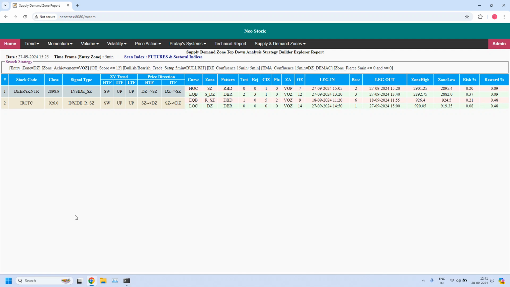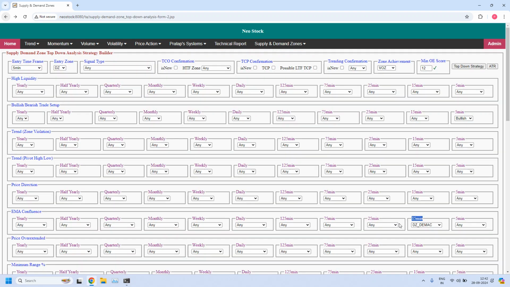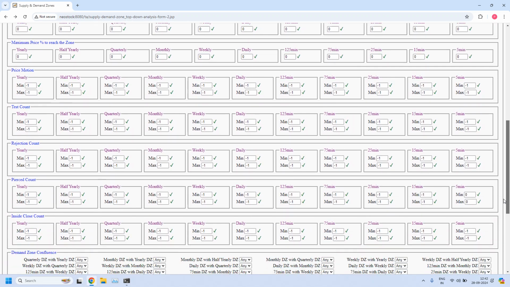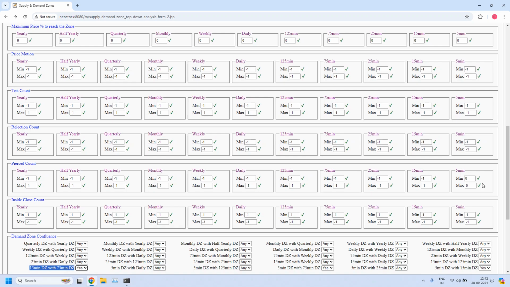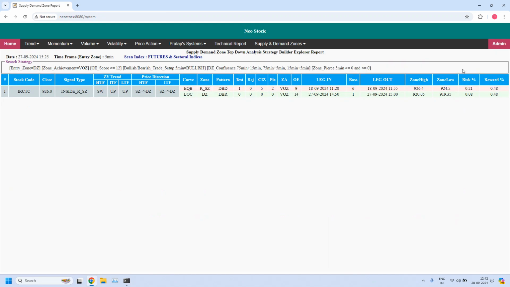Okay, next let us look for LTF, ITF and HTF confluence. First we need to remove this EMA filter, removed it. So in the demand zone confluence, we already enabled 5 minutes demand zone with 15 minutes demand zone. Next I am enabling 5 minutes demand zone with 75 minutes demand zone confluence. Next filter is 15 minutes demand zone with 75 minutes demand zone confluence. With all the 3 filters, we got only 1 stock.